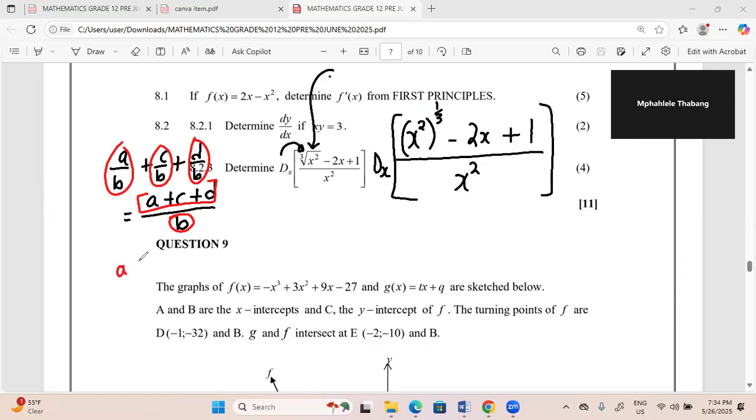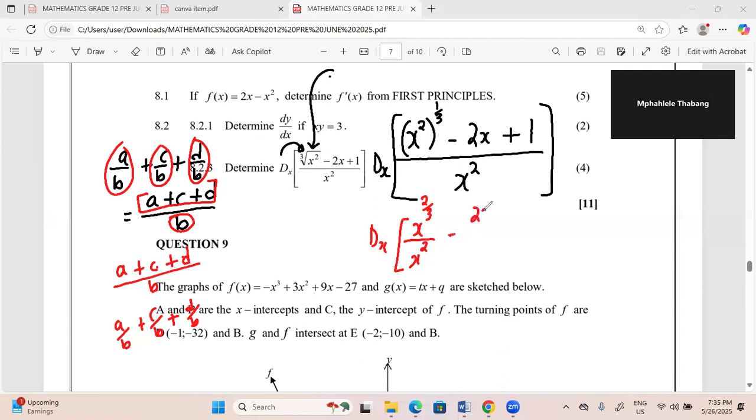So you see that A plus C plus D all over B can be written as A over B plus C over B plus D over B. So this is what I'm going to do on this problem. I'm going to say this is the same as x to the exponent 2 over 3 divided by x squared, minus 2x all over x squared, plus 1 all over x squared.